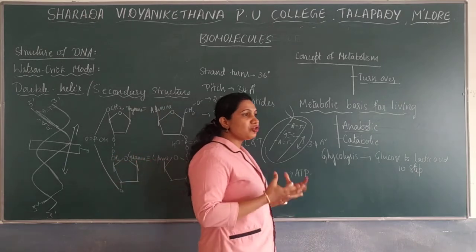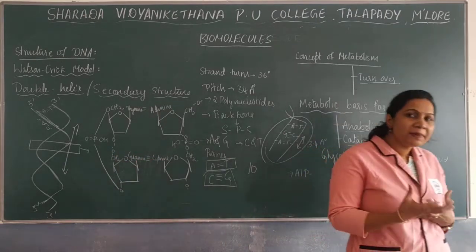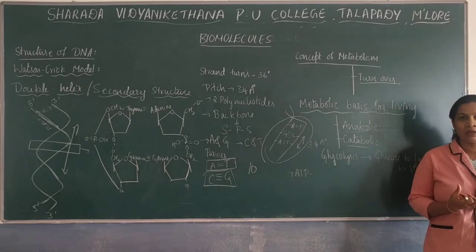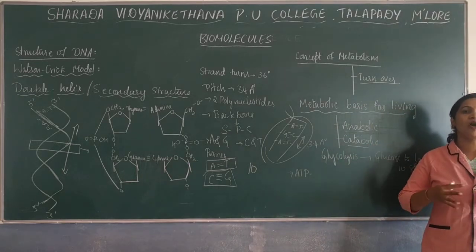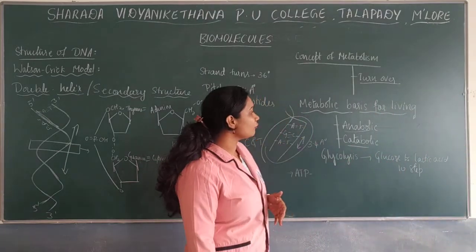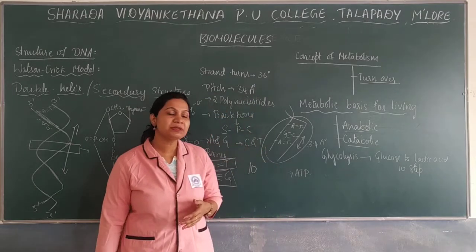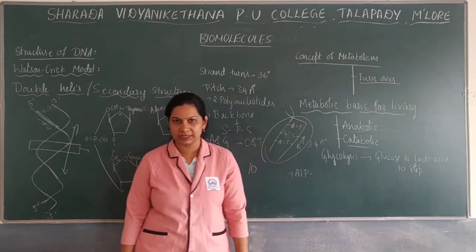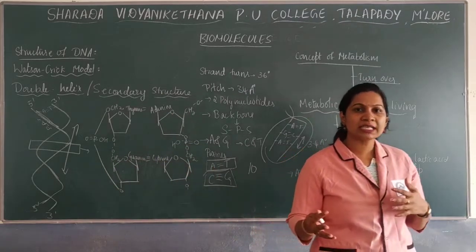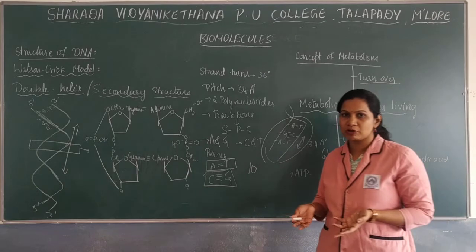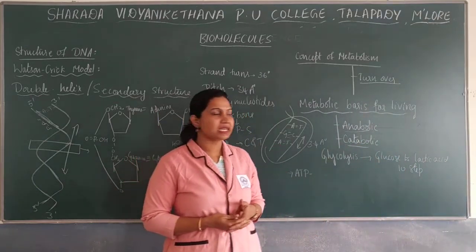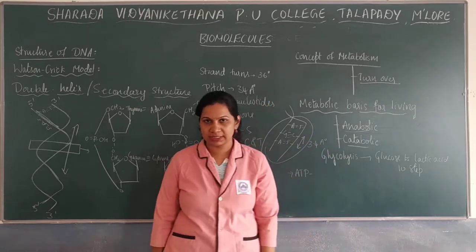Conversion of simple substances into complex substances, that is nothing but anabolism, making. Breaking down of complex substances into the simple ones, that is nothing but catabolism. Disaccharides are broken down into monosaccharides, that is catabolism. Monosaccharides are joined to form polysaccharides, that is anabolism.